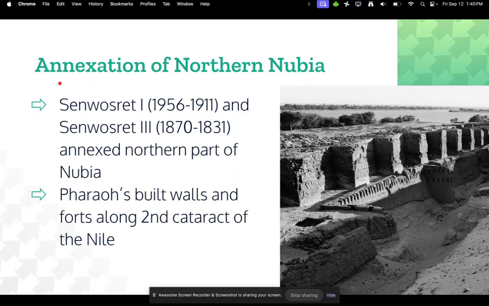So one of those forts was made by Senusret the First and Senusret the Third. Both of those were pharaohs, by the way. And they annexed the northern part of Nubia. And these pharaohs built walls and forts along the second cataract of the Nile.